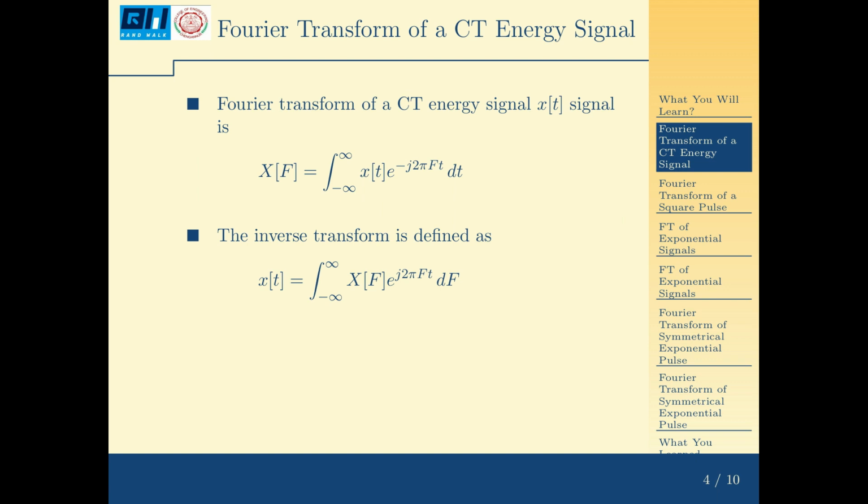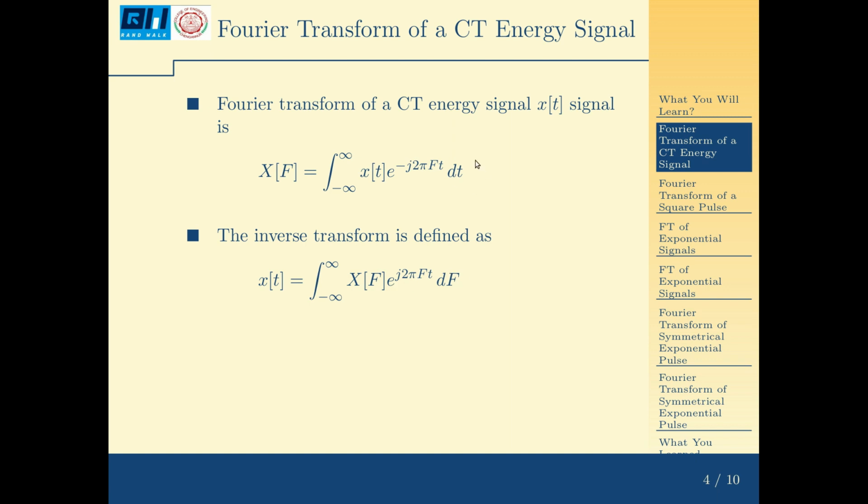So the Fourier transform of a continuous time energy signal x(t) is expressed as X(f). I use capital F for analog frequencies. X(F) is equal to the integral from minus infinity to infinity of x(t) e raised to minus j 2 pi F t dt. And the inverse transform is defined as x(t) equal to the integral from minus infinity to infinity of X(F) e raised to j 2 pi F t dF.